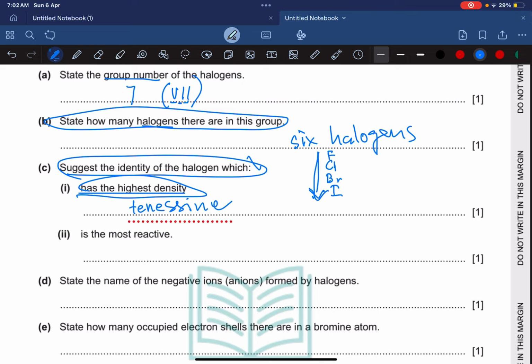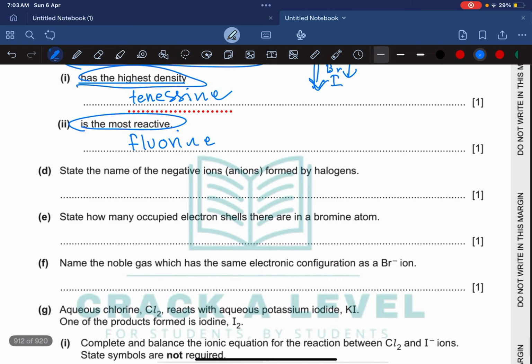Okay, which is the most reactive? We just discussed that the top halogen is the most reactive. Okay, and down the group reactivity decreases, so the top one is the most reactive, so it's going to be fluorine. Okay, state the name of the negative anions formed by halogens. They're called halides. Iodide, bromide, chloride, they're all halide ions. So they're halides. Halides of the salt, you can write halide ions.